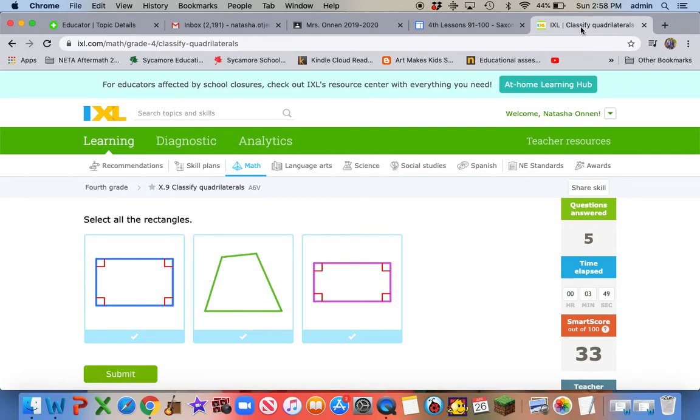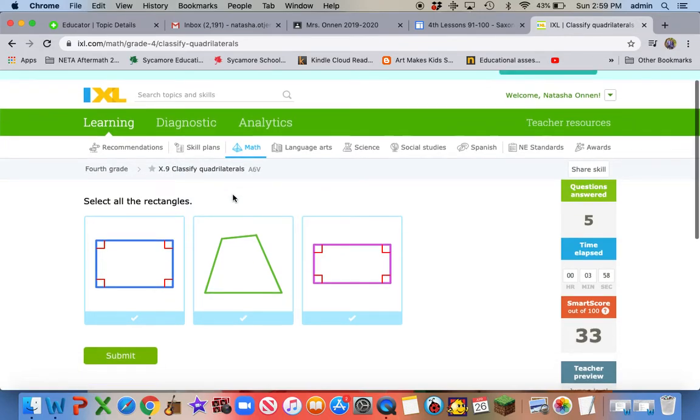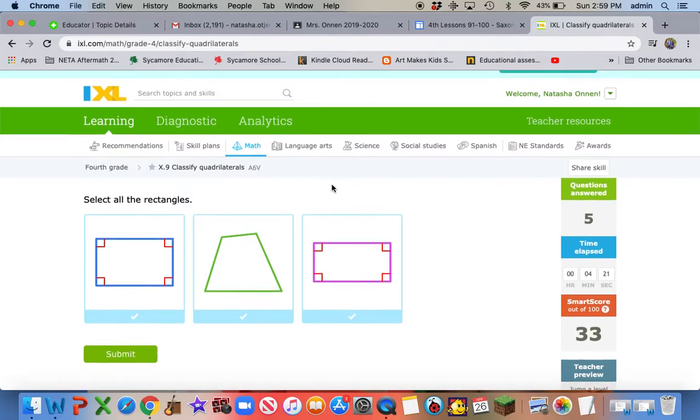Then you're going to go into IXL. Right here it says fourth grade, X9, classify quadrilaterals. In talking with Mr. Hart, a lot of you are getting like 100 on your SMART score, so awesome. The more problems you do and the less you get wrong, that will go up. I'd like you to try to get your SMART score at least an 80 or 85. Right now we can see my SMART score is a 33. But to help explain these quadrilaterals, I'm going to do a few problems for you.